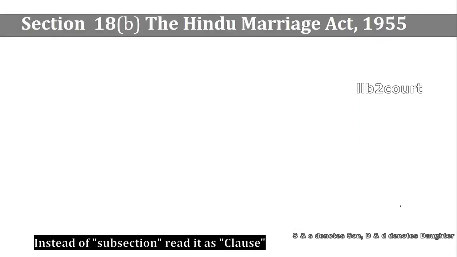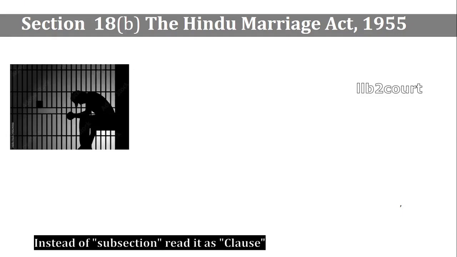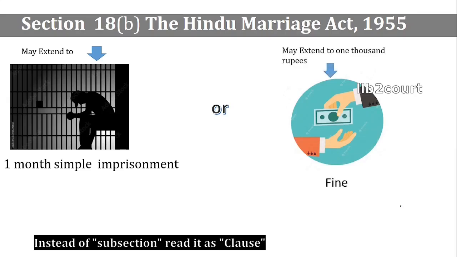Section 18B is the punishment section, which states that if anybody contravenes subsection 4 and subsection 5, that is prohibited relationship and Sapinda relationship, then they have to undergo simple imprisonment, which may extend to 1 month, or a fine, which may extend to 1000 rupees, or both imprisonment and fine.